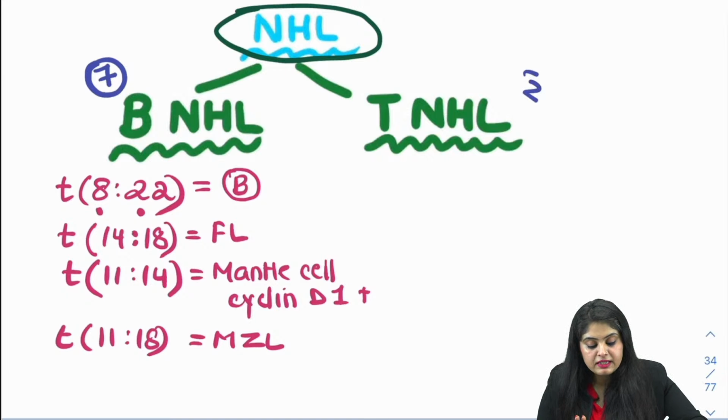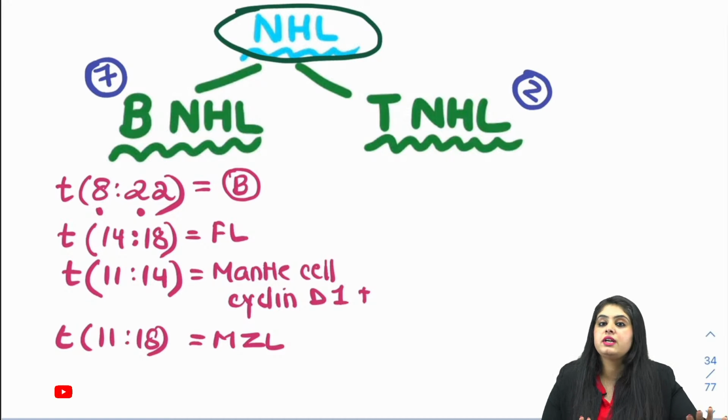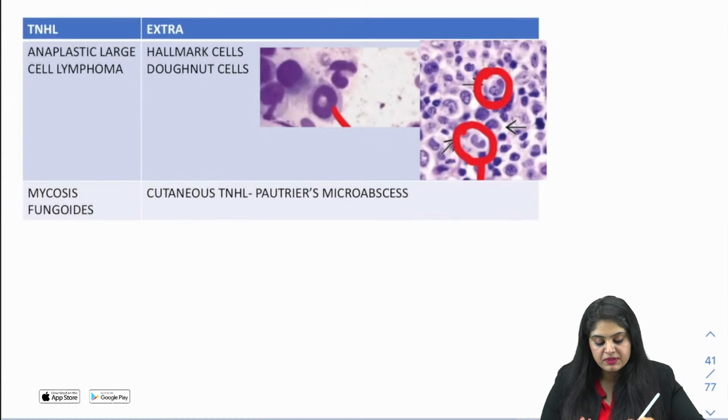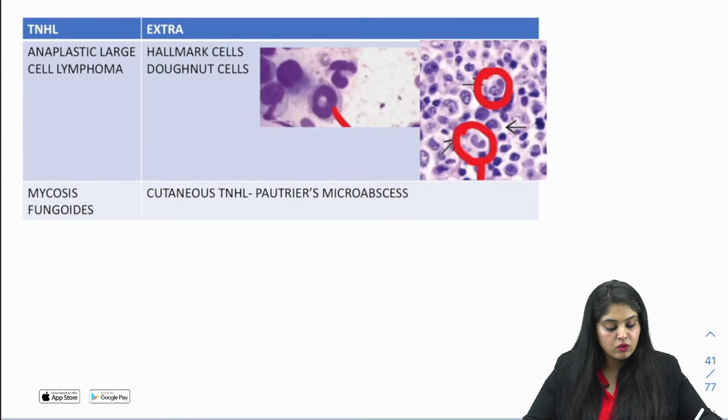Because now I will tell you 2 NHLs which are T NHLs, and those are the only 2 T's that you have to learn. Otherwise, everything else is going to be B NHL. Now is that going to be okay? So what are the 2 T NHLs that you have to know, which is going to solve your entire story? And that is mycosis fungoides.